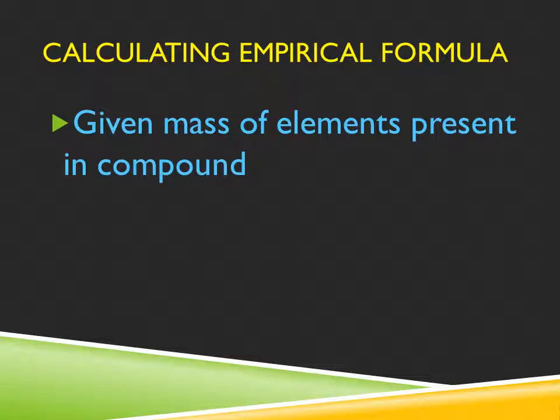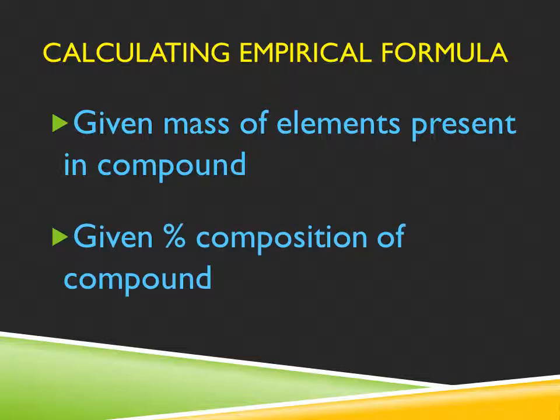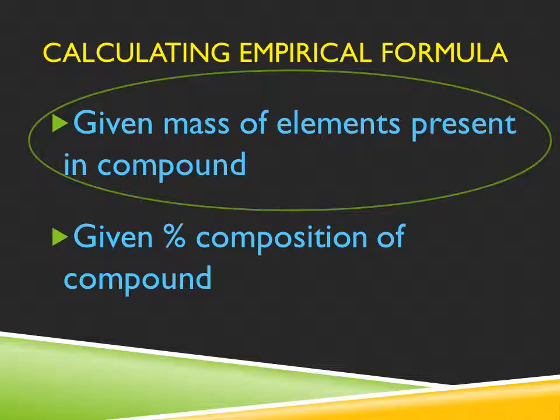The first type will provide you the mass of each element present in the compound, and the second type will provide you with the percent composition of the compound. In the first example, we're going to look at the first type of question, where you will be given the mass of each element.